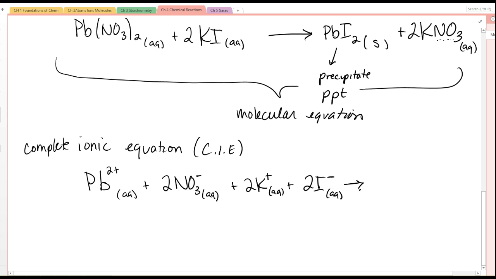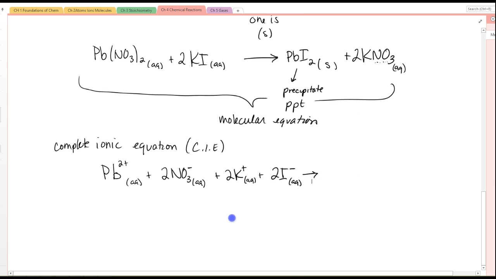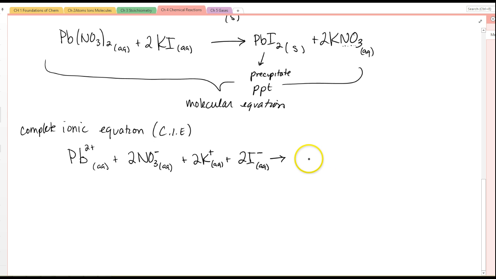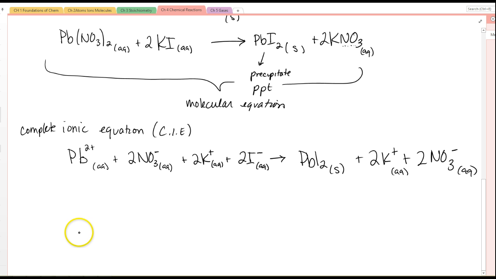And that yields, and I'm going to drop down a level because I've run out of space, or maybe I'll just shrink down a little bit here. There we go. That yields PbI2 solid, because that's not an ion, plus 2 potassium ions, plus 2 nitrate ions. And these two are aqueous. So this is called the complete ionic equation because it shows all the ions and what they're doing. We separate out the ions, the lead and the nitrate, the potassium and the iodide, but when it's a solid or a liquid, or sometimes a gas, you'll write it as its compound and then leave the other two ions.